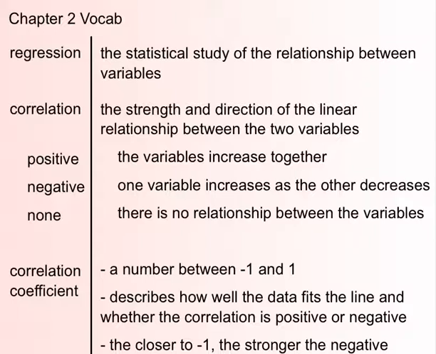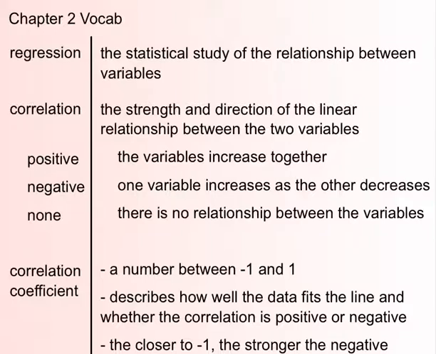So when we talk about using a graphing calculator to write the equation for the line of best fit, it's called a regression line. Correlation is the strength and direction of the linear relationship between two variables. Notice that it says linear. So when we use our graphing calculator in a minute, we're going to be given a correlation coefficient, which only applies if the correlation is in a linear relationship. So we wouldn't get a correlation coefficient if it followed a different kind of pattern.